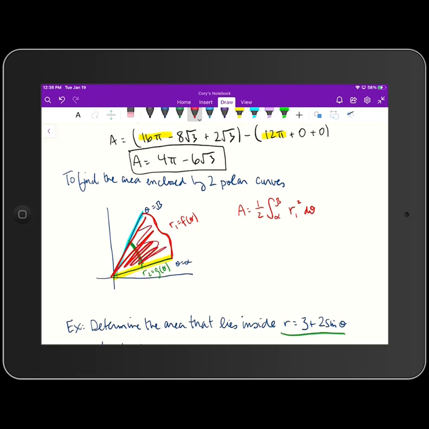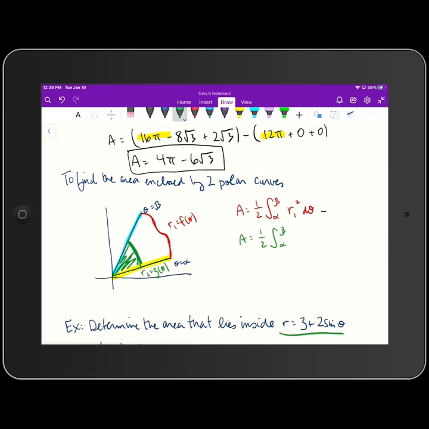Now if we were trying to find the area in black, what we want to do from that area in red is take away the area in green, which would be this area right here. So we're going to subtract the area in green. The area in green would be 1/2 times the integral from alpha to beta of r sub 2 squared with respect to theta.